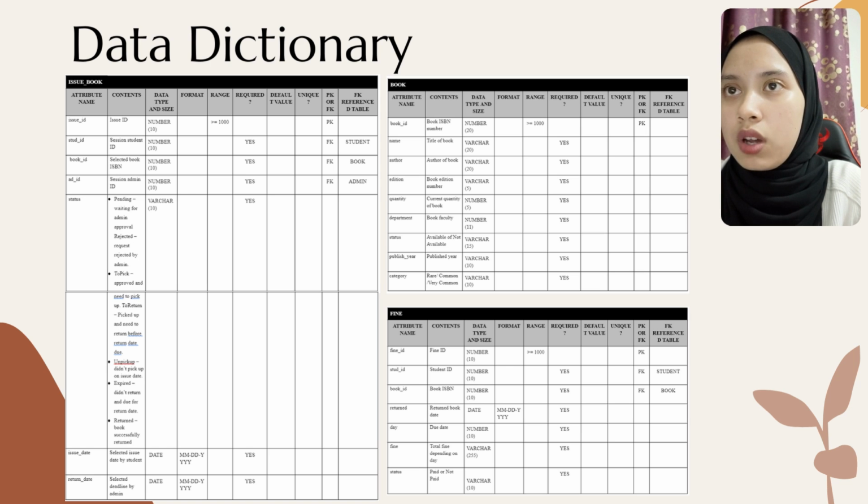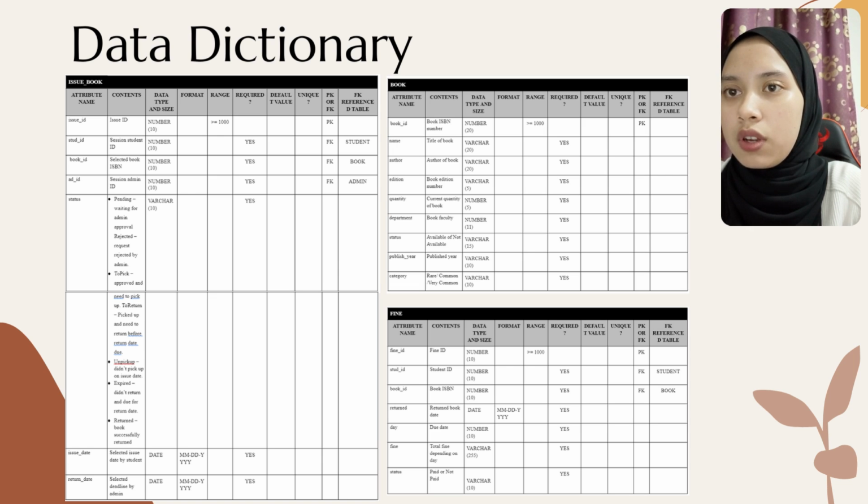And then for the book table we have book ID as the primary key, and then we have name, which is the book title. We have author, edition, quantity, department, status, publish year, and also category. And all the attributes are also required.